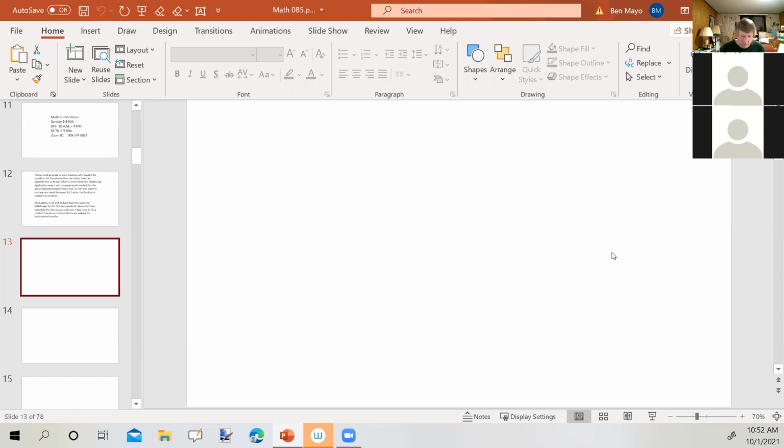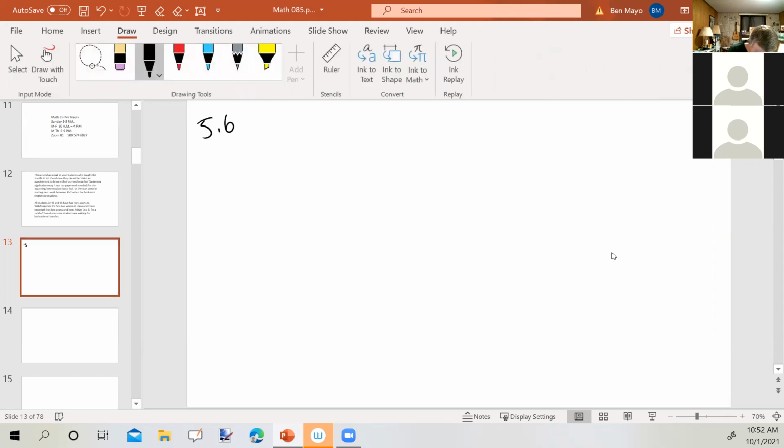Okay. So we're going on to section 5.6. And this again revisits some topics from long ago, or maybe not that long ago. First of all, we're going to be looking at just multiplying a couple of polynomial factors together. Let's say, for instance, we have 5m times m. So 5m times m would be 5m squared. Any questions about that?